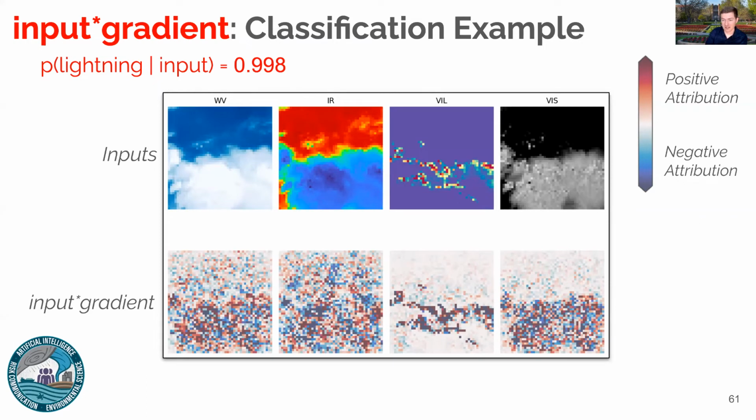Right? And this is because the VIL parameter and VIS parameter are actually zeros. So zero VIS means there's no visible reflectance, and zero radar means there's nothing observed from the radar. So it really forces it to highlight or attribute that this part of the image is what's contributing to the prediction.